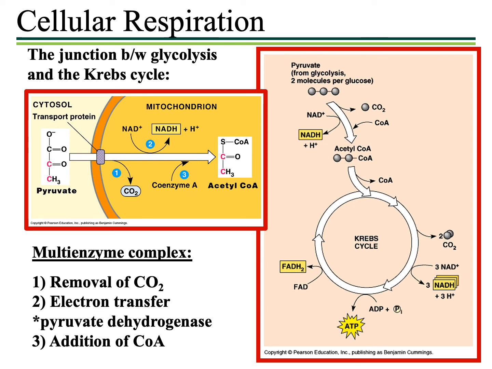Remember again, NADH now has a great deal of energy associated with it because it has accepted those electrons. The next metabolic stage is known as the Krebs cycle, and the Krebs cycle takes place within the mitochondrial matrix, that is the innermost component of the mitochondrion.